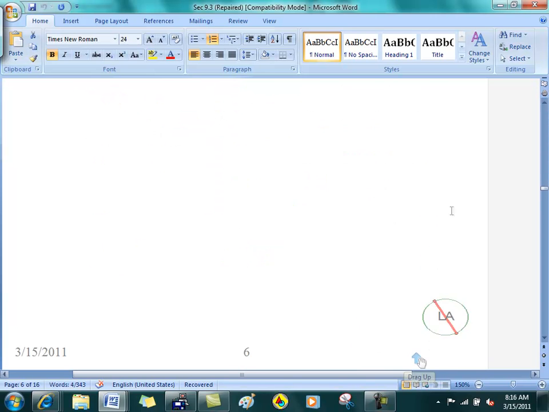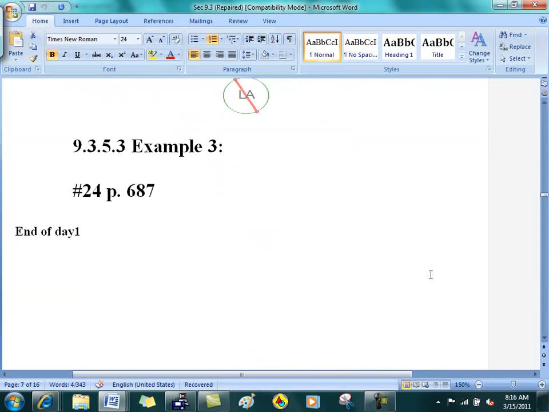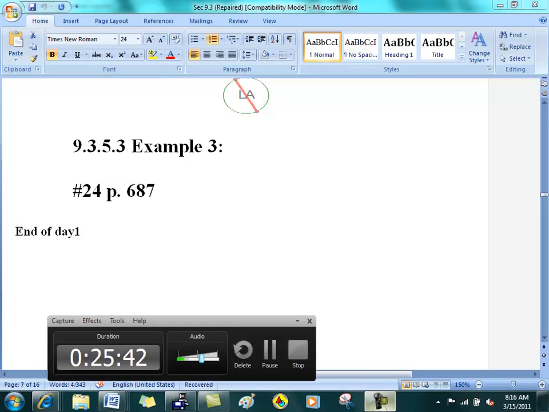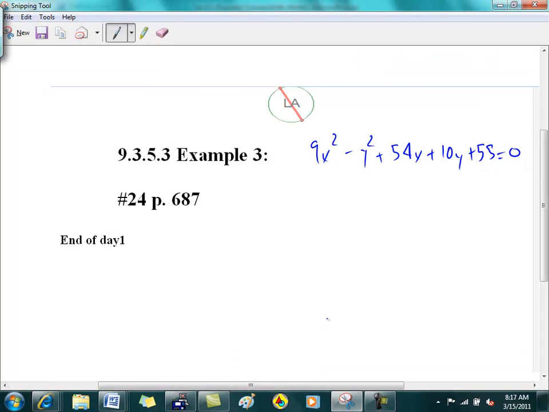Is that end of day 1? No, number 24, page 687. Just do it. Okay, people, this is not a signal for you guys to chat. It's time to finish this problem off.